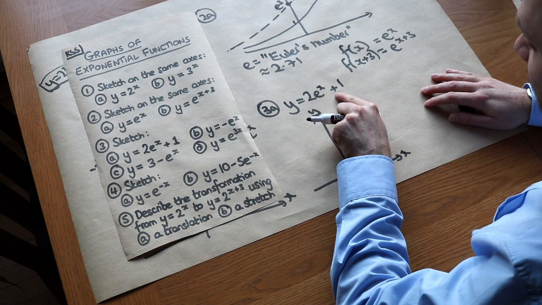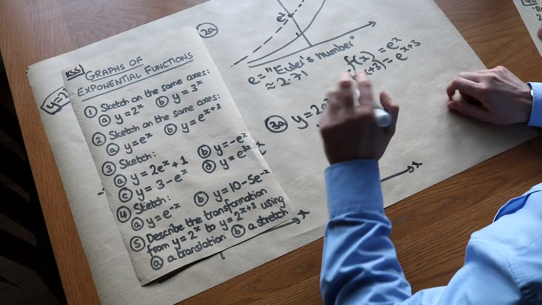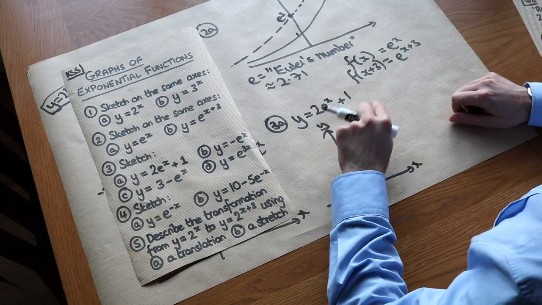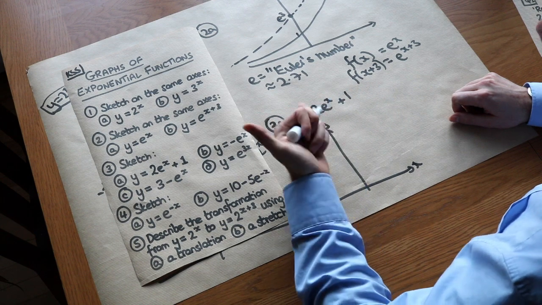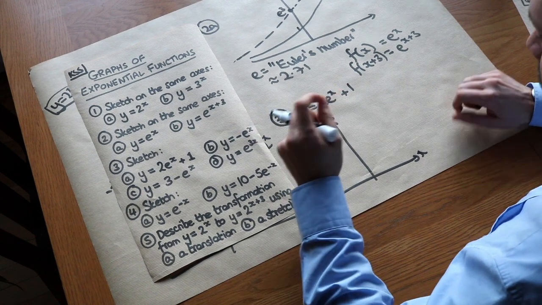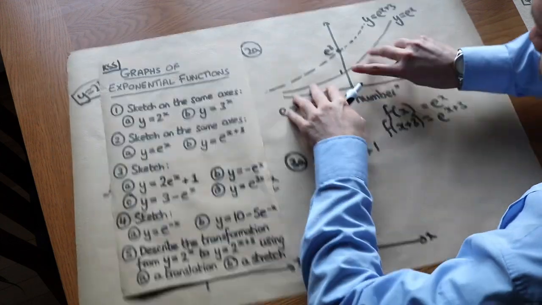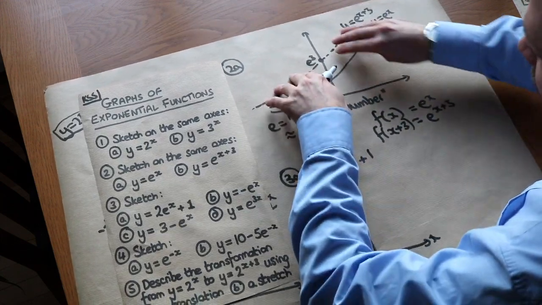But that plus 1 is also outside the exponential function and now has the effect of adding 1 to the y values. It's outside the function, so it affects the y values, does what you expect. We add 1 to the y values. So this whole graph will be shifted up, translated up 1.